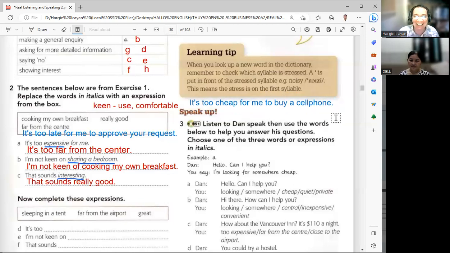Wow. So that means you can afford to buy not just a cell phone, but you can afford to buy a tablet or a laptop. It's too cheap for me to buy a cell phone. Wow. So you are rich. I am a rich person. But of course, that's also correct. That would also be correct. It's too cheap, okay? Something like that.